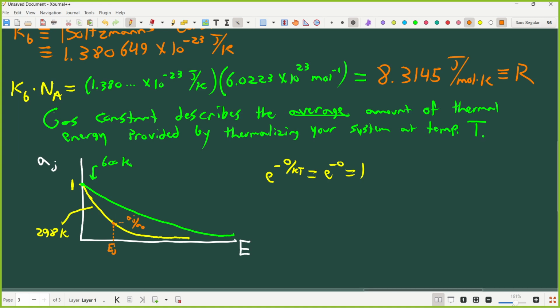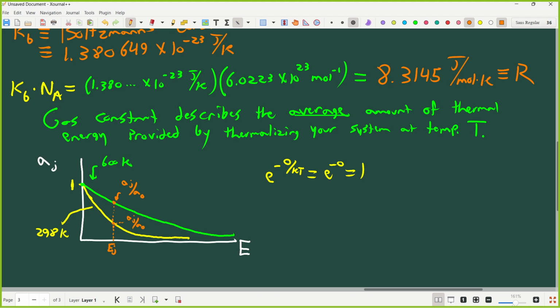Then we ask the same question: what's the probability that the system is at E sub j? As you can see, at higher temperature there are more boxes at E sub j at 600 Kelvin than there are at 298. So as temperature increases, the boxes have more and more probability to exist at higher energies. But it's entirely random. The boxes randomly distribute the energy around, everything's moving randomly, and the temperature measures basically the occupancy of those boxes and how much energy they can carry.